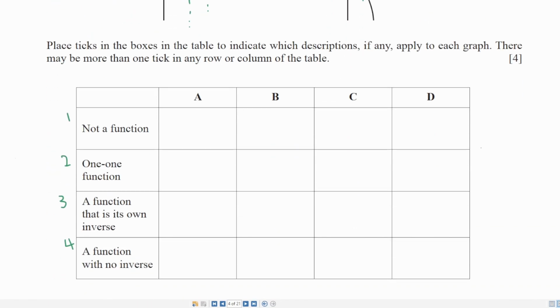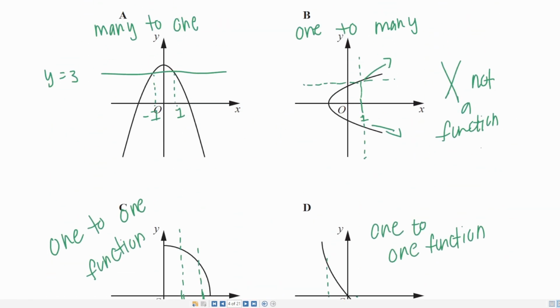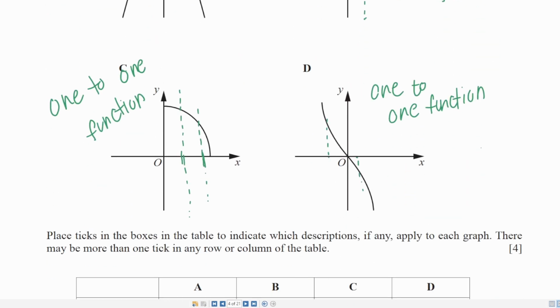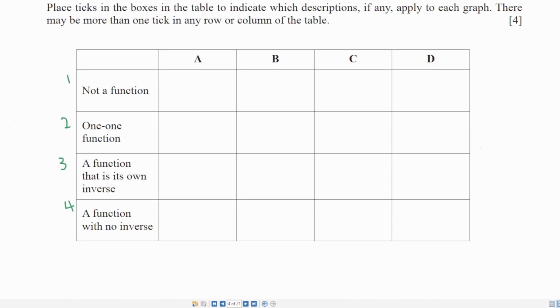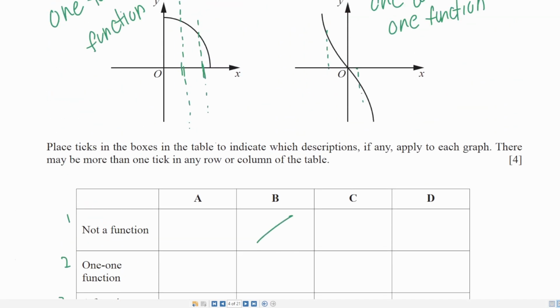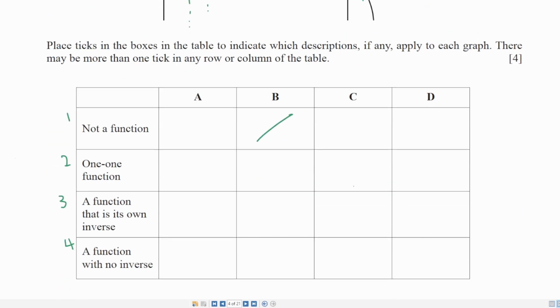Alright, now we know this. Okay, so not a function. Which ones are not functions? Well, B is the only one we've classified to be not a function, so let's just take this. Which ones are one-to-one functions? We've identified C and D to be one-to-one functions, so we just take them here.